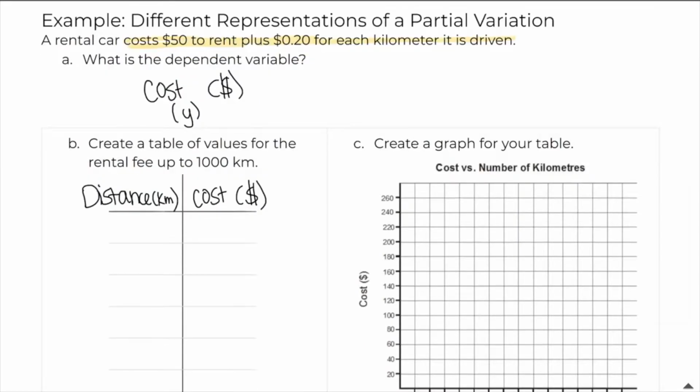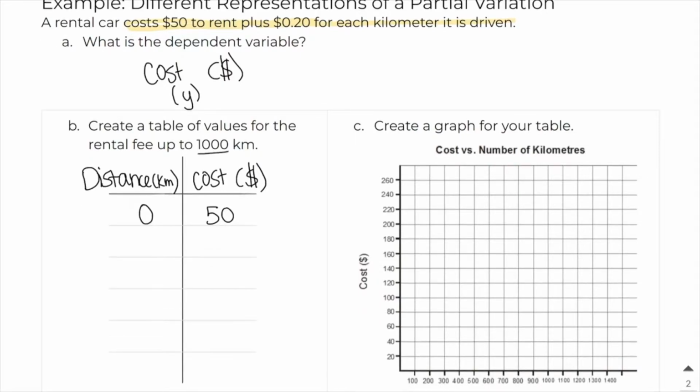And to know what that initial value is, our x value has to be 0. So when we go no kilometers, how much are you going to pay? You still have to pay $50. Okay? And then it says that we want to go up to 1,000 kilometers. I'm not going to do this 1,000 times. I want 1,000 here. So maybe if I go up by 200s, I'll be able to fit in all of these values here.